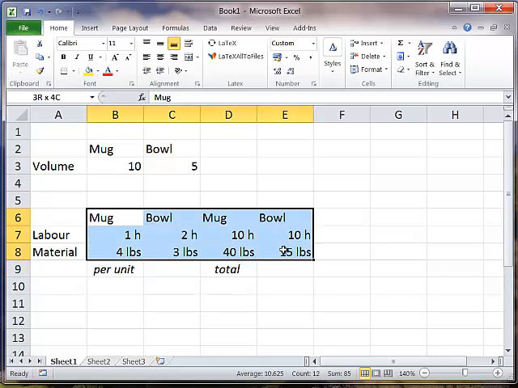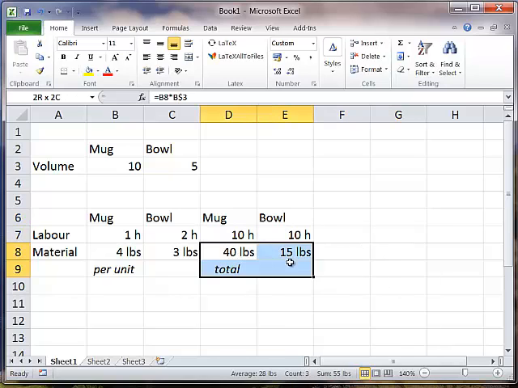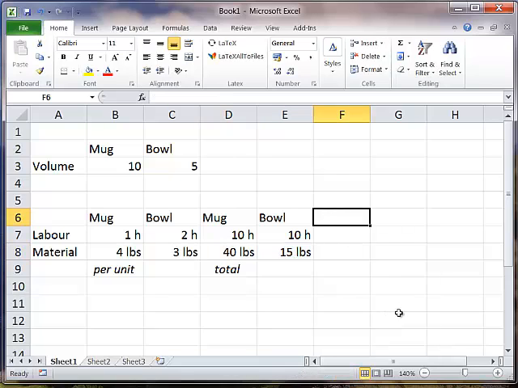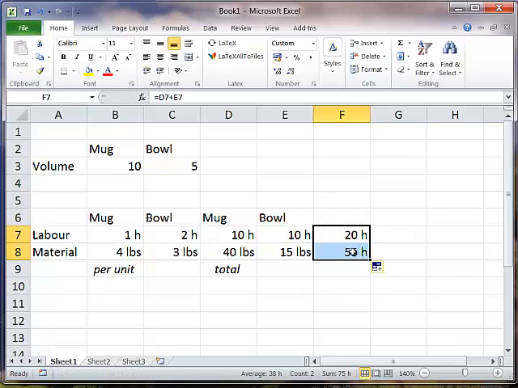Then we have got some limits as well on the time and on the material. So how much time did we spend right now? Well, this is just this 10 hours plus the other 10 hours. And how much material did we use? 55 pounds. Good.